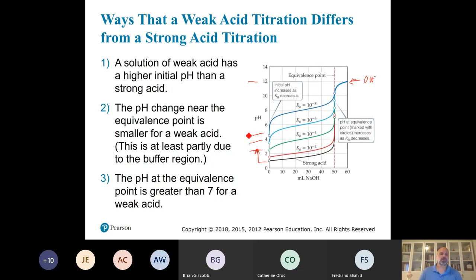Where the pH change occurs. And the pH at the equivalence point is greater than 7 for a weak acid. As your Ka decreases, that equivalence point increases, so we get to higher and higher pHs. And that, again, is because of the Ka equation of that reaction. What's that equilibrium going to produce?